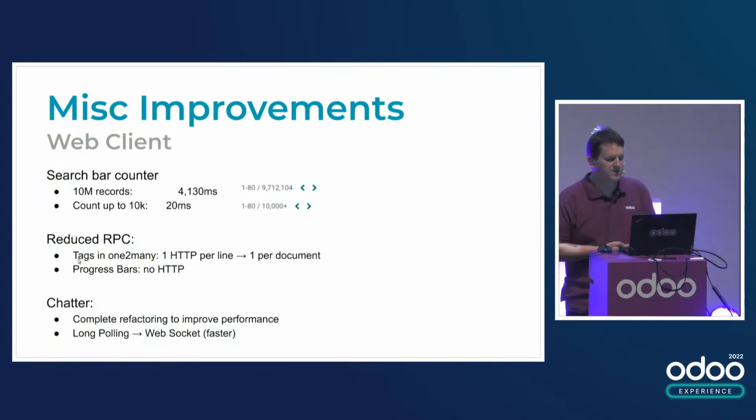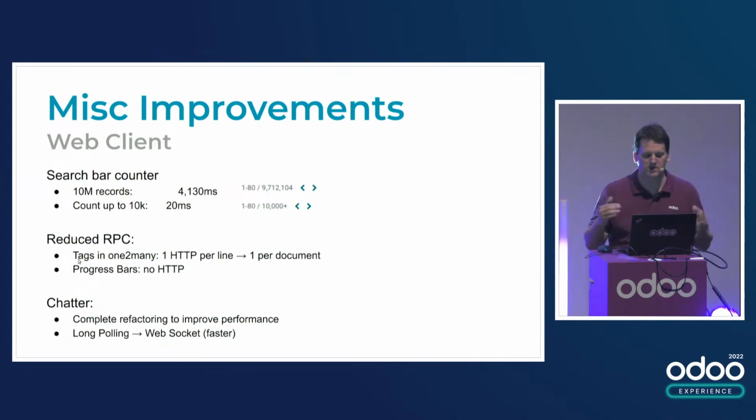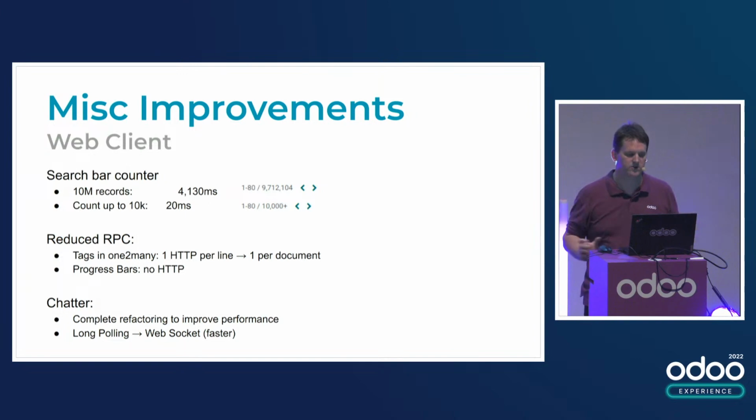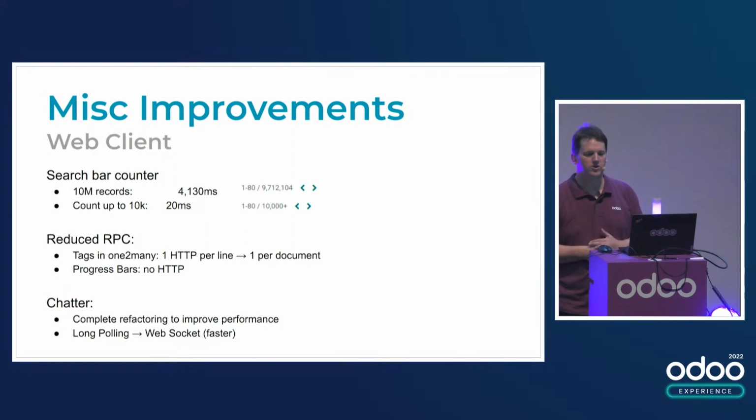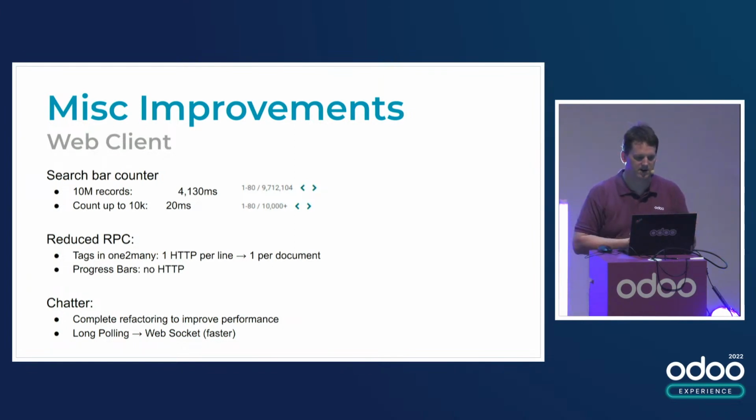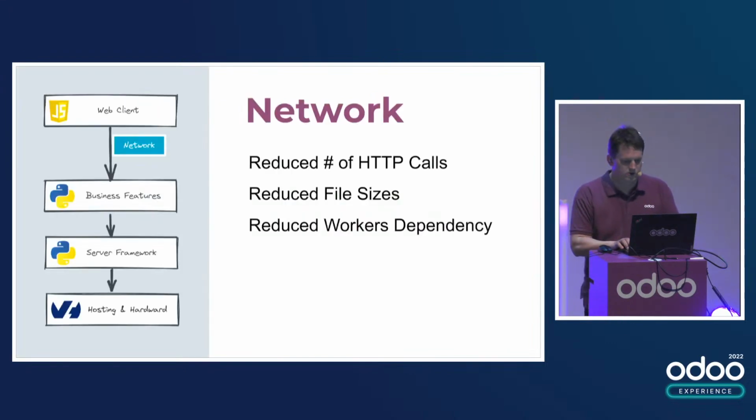We reduced the number of RPC calls a lot, especially the tags in the one-to-many, when you have sale order lines and different taxes on the sale order line. Now it's only one HTTP query rather than one per line. That improved a lot the capability to get the data from the server. Also, for the progress bar on top of an opportunity, there is no more HTTP request. We receive the data from the initial read, so fewer queries means faster. We did a complete refactoring of the chatter to improve the performance, and more specifically, we went from long polling to WebSocket, which is also faster. All right, I can show you a live demo after.